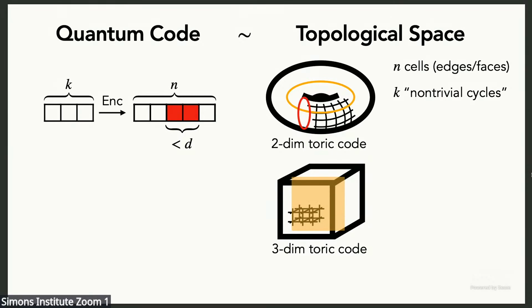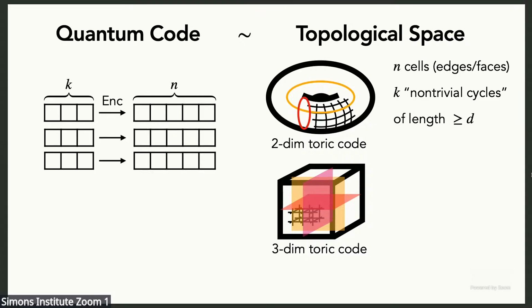Similarly, the 3D toric code has at least 3 non-trivial 2-dimensional cycles, corresponding to these 3 membranes going in the 3 different directions in the picture drawn here. And the distance d, or the error resilience of our code, corresponds to the minimum length of any of these non-trivial cycles. Great, so this is the standard view of a quantum code as a topological space. And I'll now describe how transversal CCZ fits into this picture.